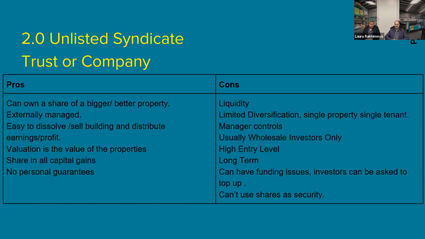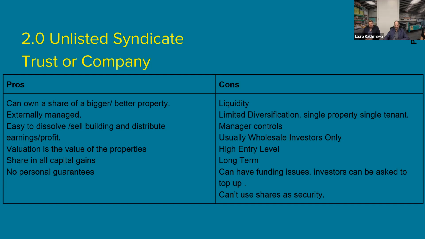There's limited diversification, especially on the single property type syndicates. Again, like we said with direct ownership, the limited diversification is because you've got a single tenant. If that particular tenant goes under or gets in trouble, you've got limited diversification because it might only be one tenant or a few tenants across 3 properties or a few properties. And the manager controls everything.